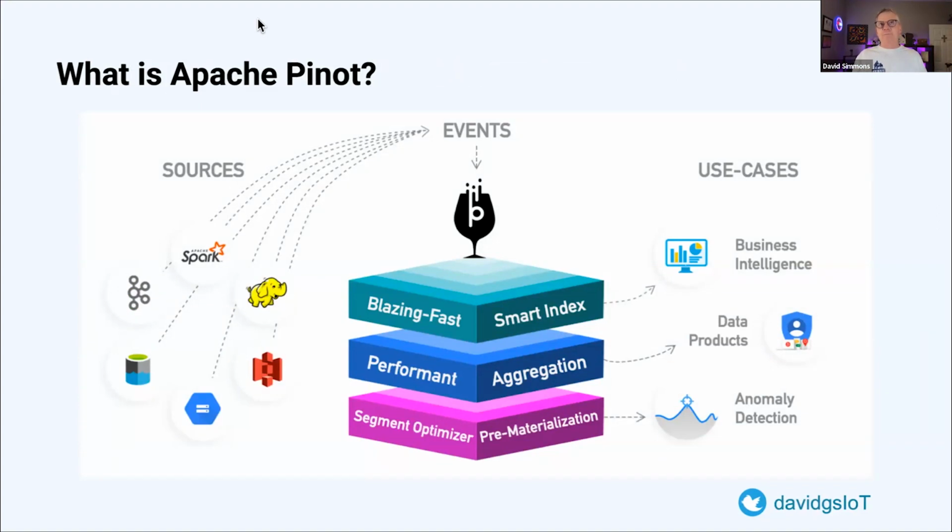It performs really high, well, they're calling it performant aggregations, but it's performing aggregations very quickly. And it's doing optimization of the segments so that you can scale this, right?